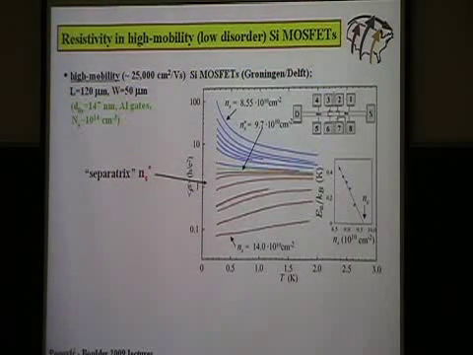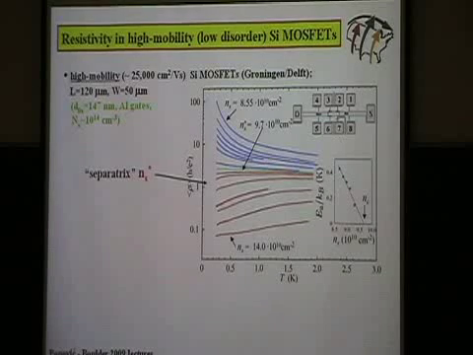So here is one set of MOSFETs. These are high mobility or low disorder silicon MOSFETs, and the exact same devices were used by another group to study these samples in detail using other techniques. So this was, I think, a good choice to study the dynamics because they were already well characterized by other people in other ways.